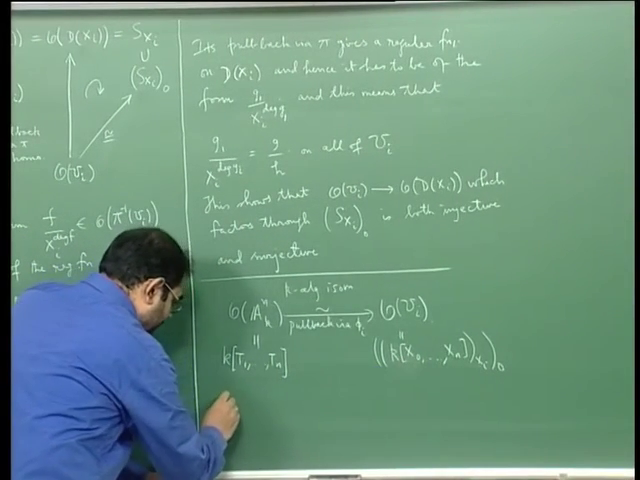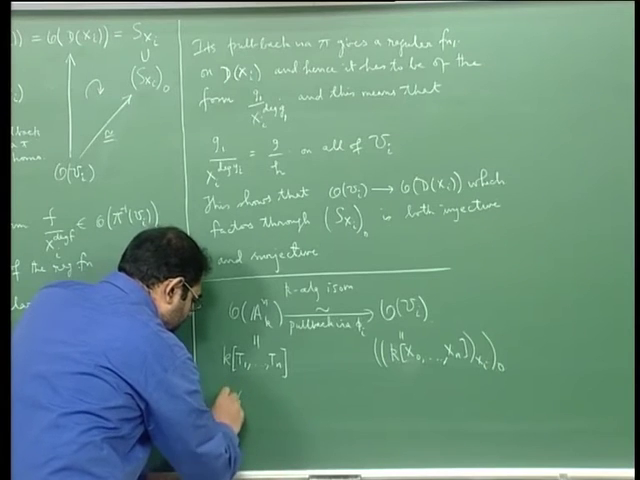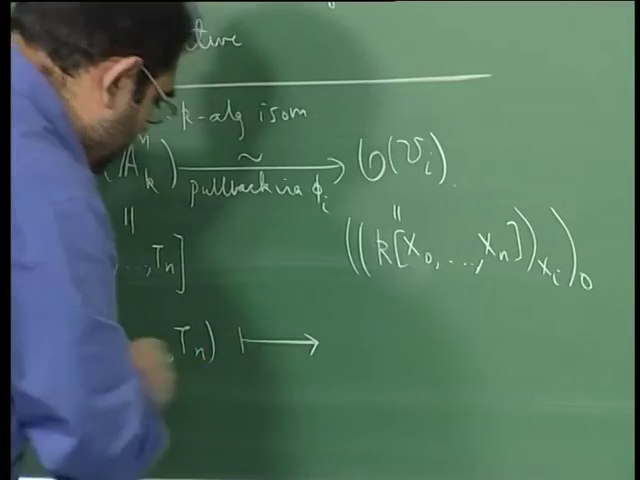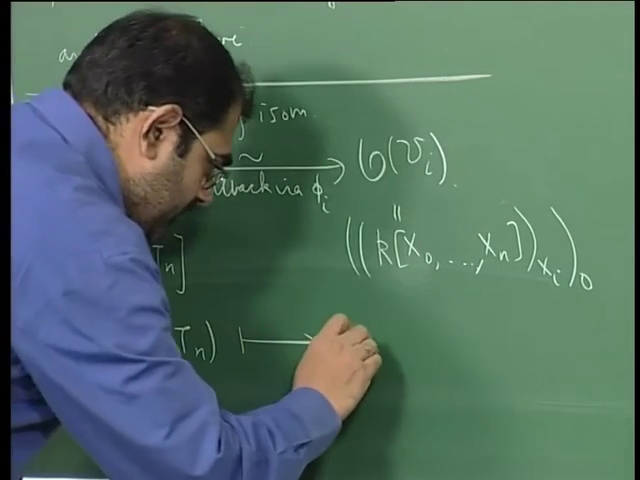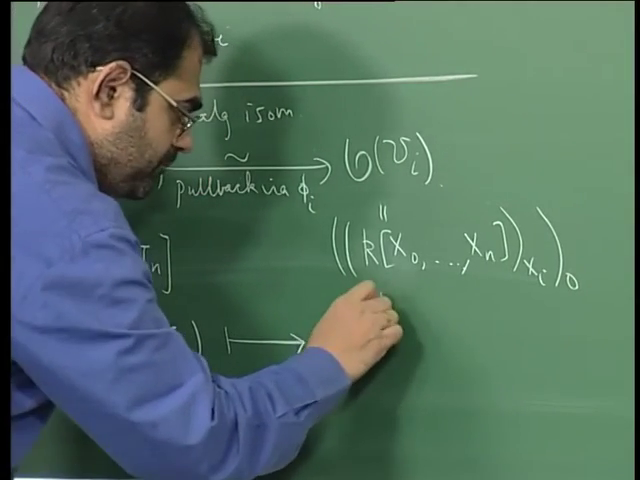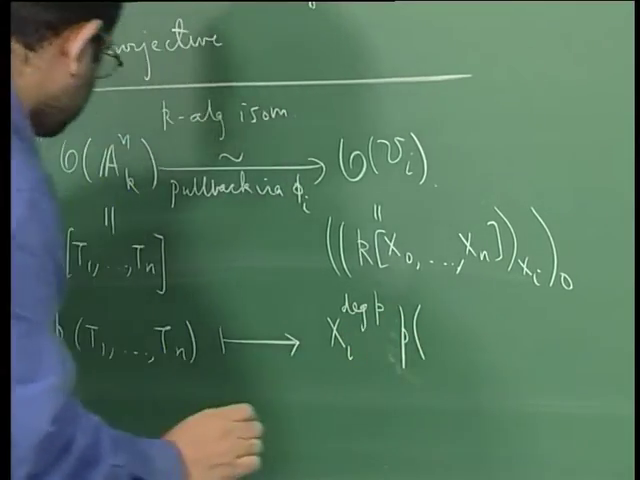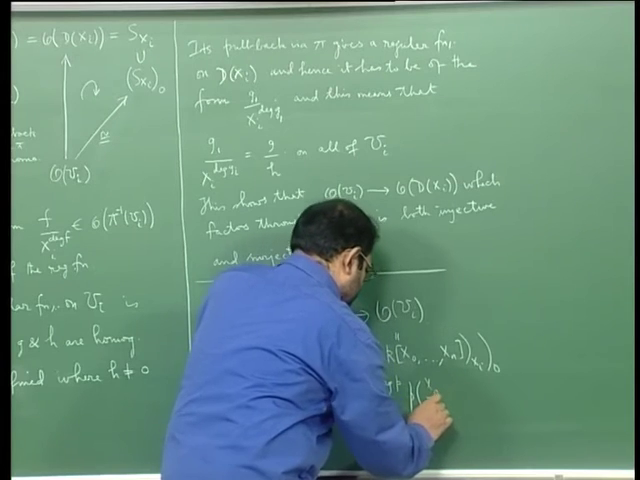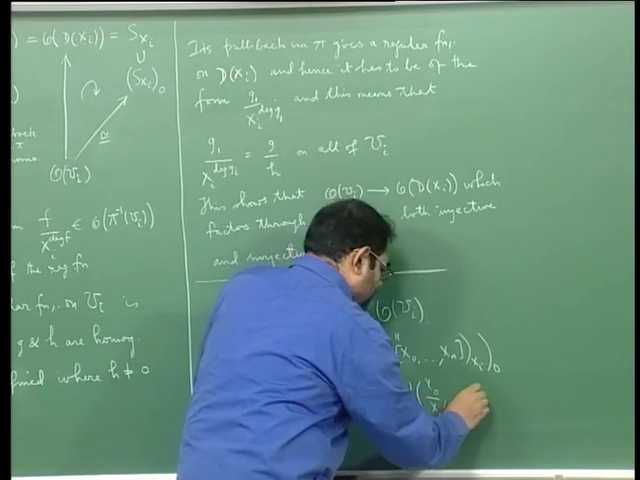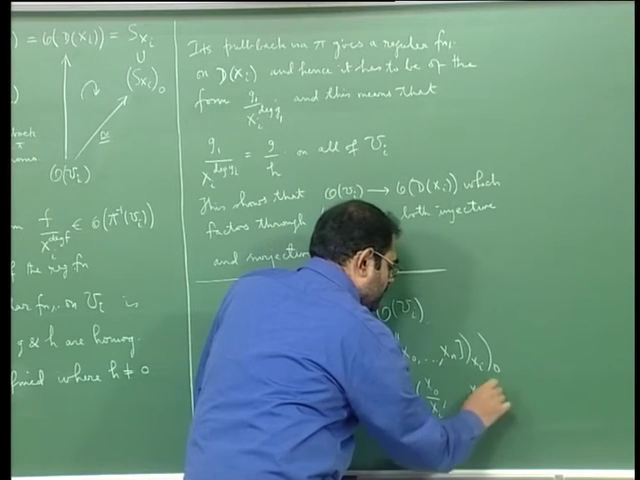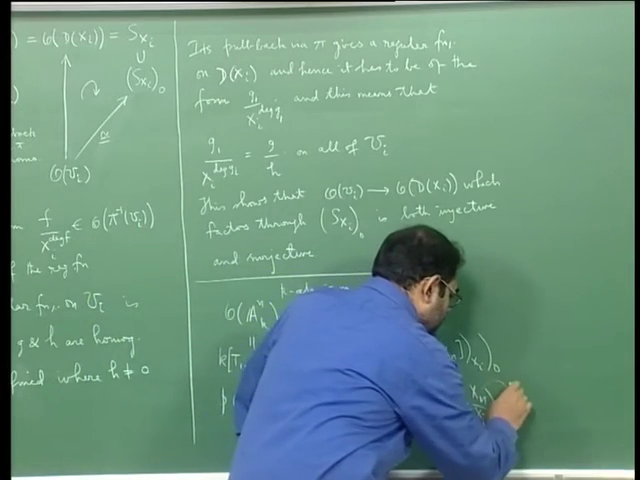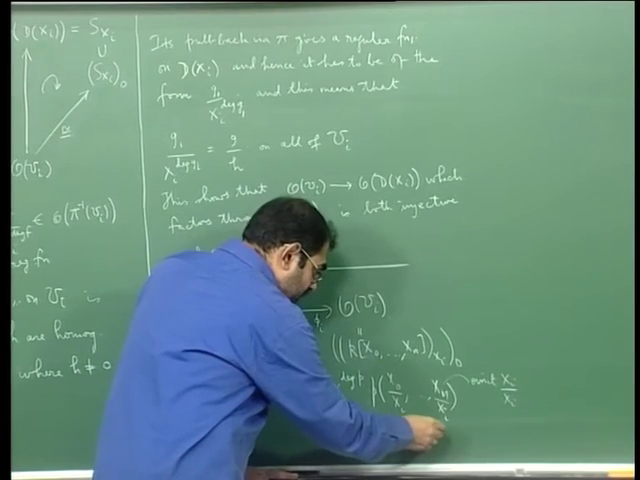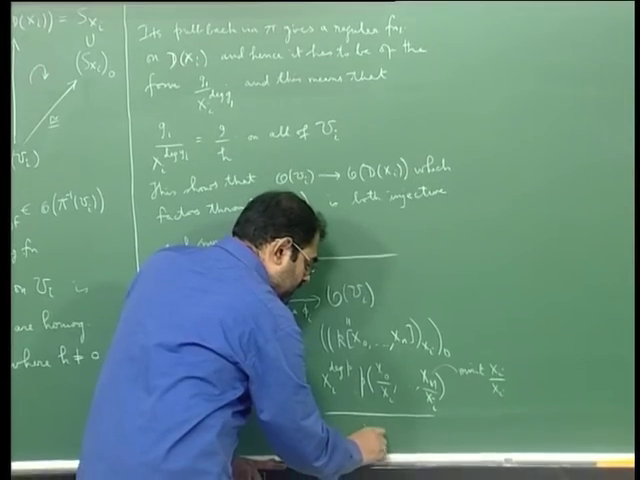So what is a map in this direction? You take P of T1, ..., Tn. What am I going to send it to? I am going to send it to the following thing. I homogenize it, which means I take Xi to the degree of P times P of X0 by Xi, and so on, Xn by Xi. And of course, when I write this, I omit Xi by Xi. I take this, and then I divide by Xi to the degree of P.